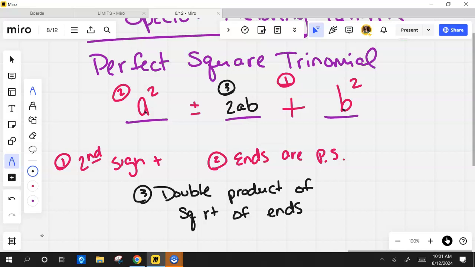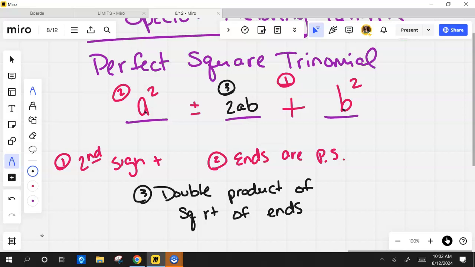And that sounds like a mouthful. Whenever I taught Algebra 2, I'd stand up like an idiot dancing in front of the room telling them the square dance, where we go square, square, multiply, and double. Square root, multiplied, and double give you what's in the middle. Okay, so I'm going to show you some examples.